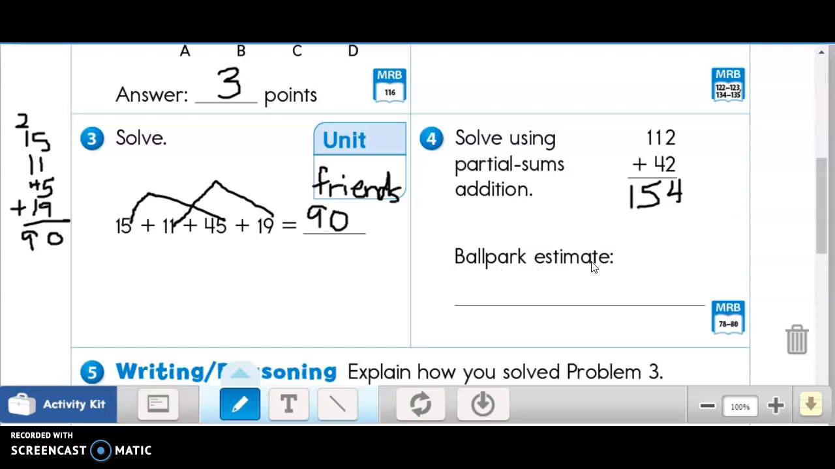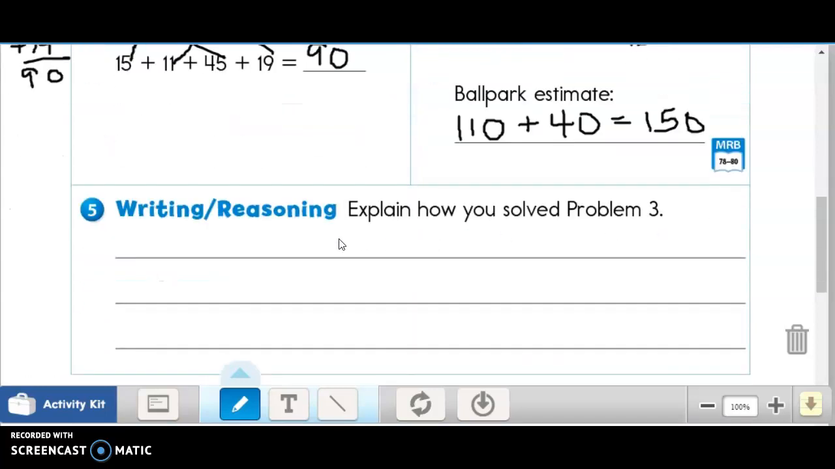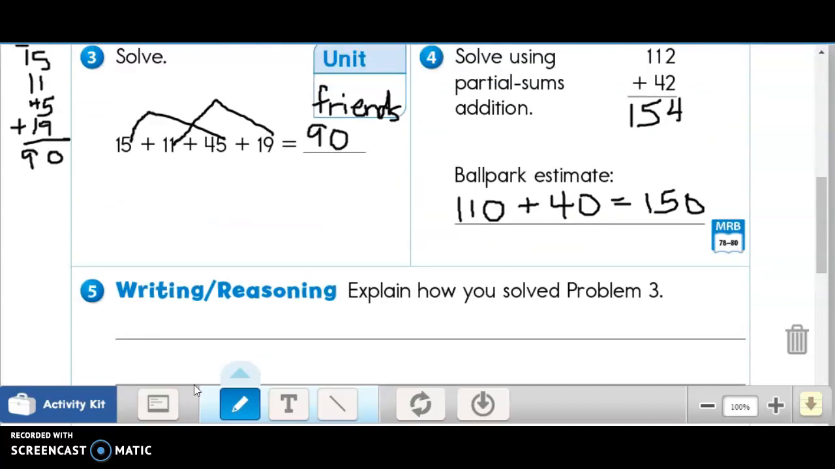Now it says ballpark estimate. We are going to estimate to the nearest 10. So I've got 112. That's closest to 110. Plus 42 to the nearest 10 is 40. 110 plus 40 is 150. Is 150 close to 154? What's that big word we like to use? Reasonable. Are they reasonably close? Yeah, good work.